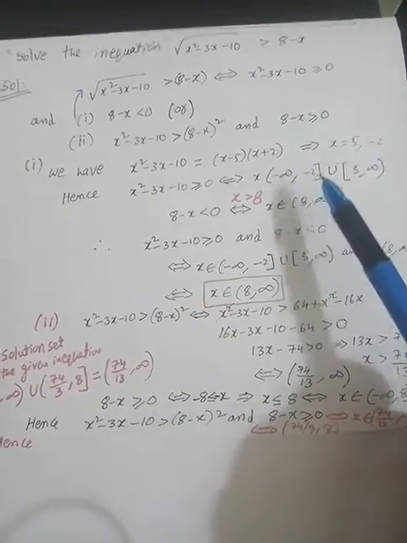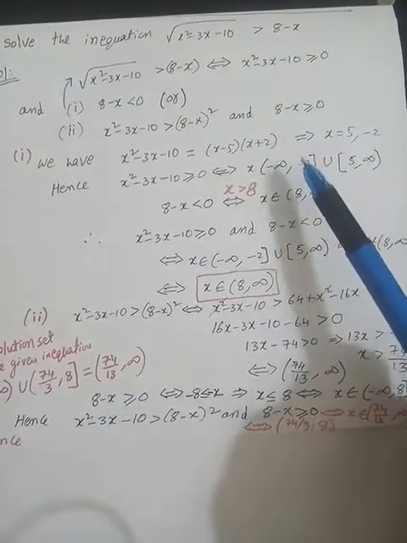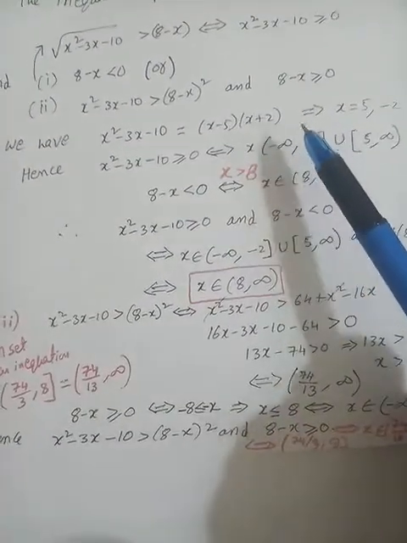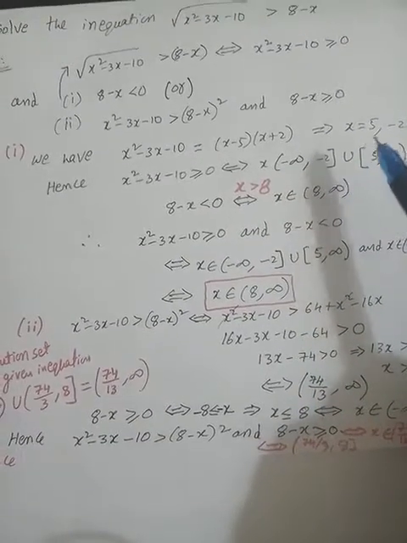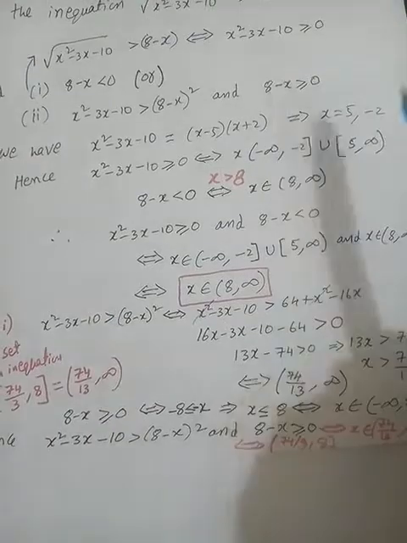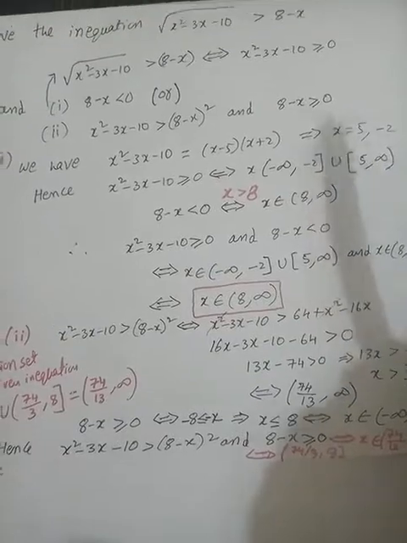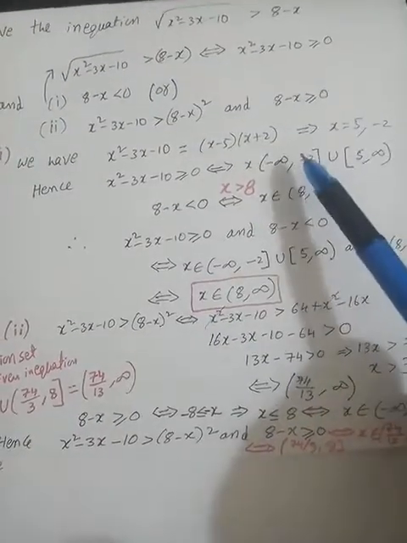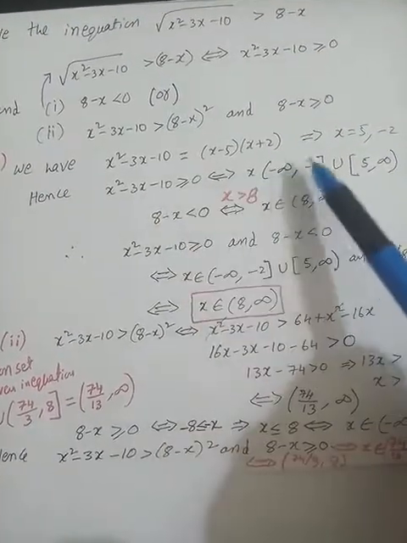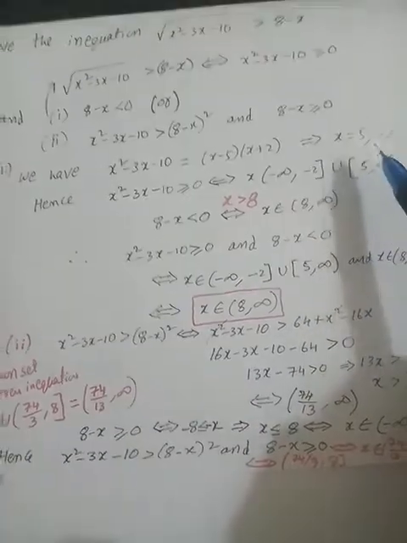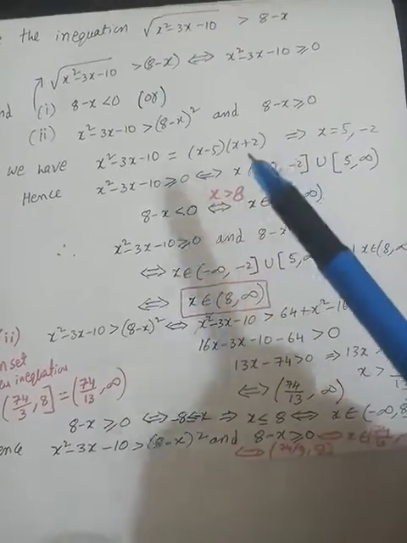Union, that is or, and the second root here is 5. The first root is minus 2, so the value of x is less than the smaller root, minus 2, or the value of x is greater than the larger root, that is 5. So it is 5 to infinity. Here you can observe the square brackets: it is taken for minus 2 because it is greater than or equal to 0, so we take square brackets for minus 2 as well as for 5. So this is the first set of x values in the first case.